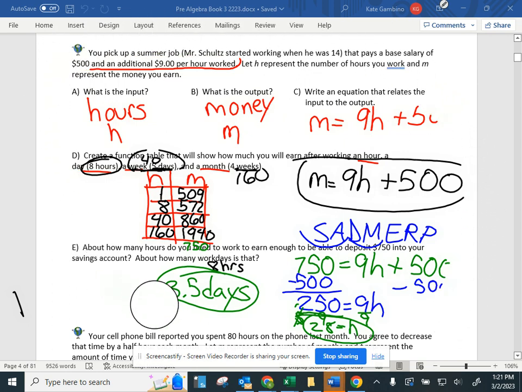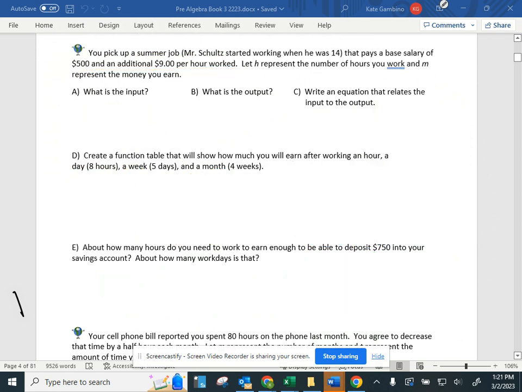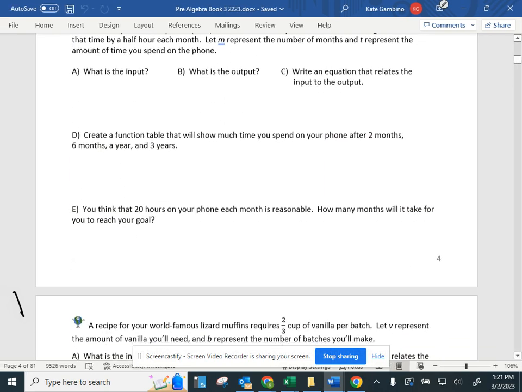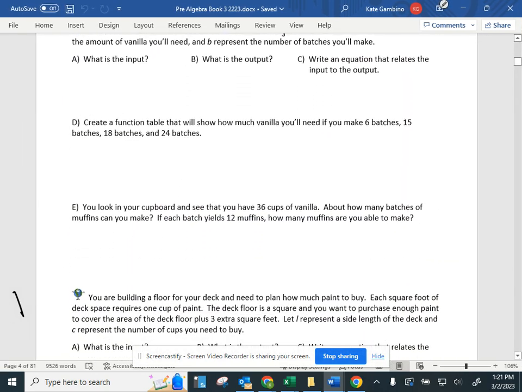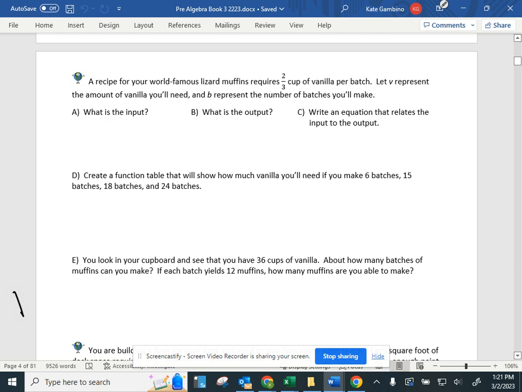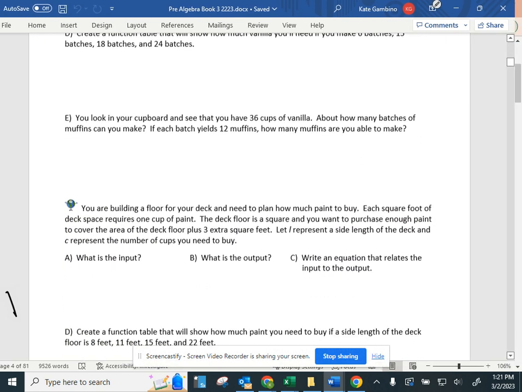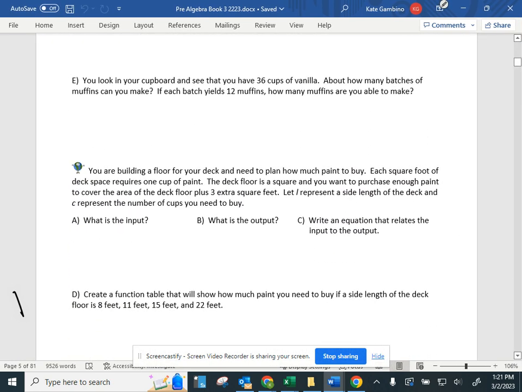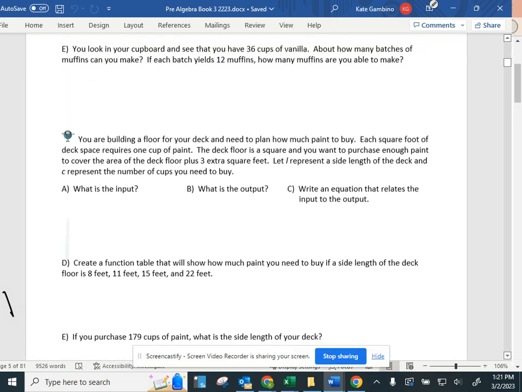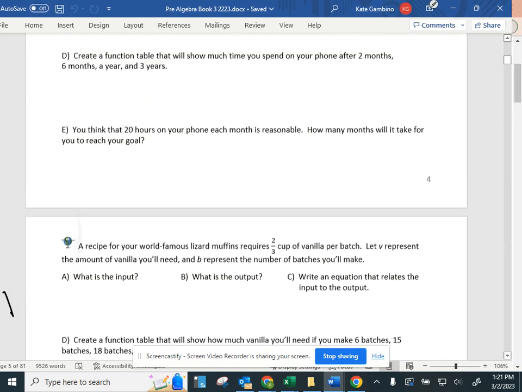There is something to be said for working stuff out on your own instead of the teacher telling you how to do it. When we work stuff out and we kind of suffer through it a little bit, we learn from it. So let me just take a peek at what we have left. We have our cell phone, we have our lizard pumpkins, and we have building a floor for your deck. So we have 3 problems left.